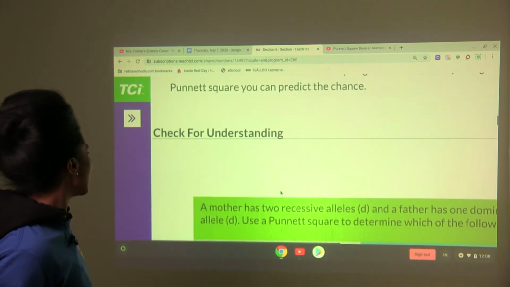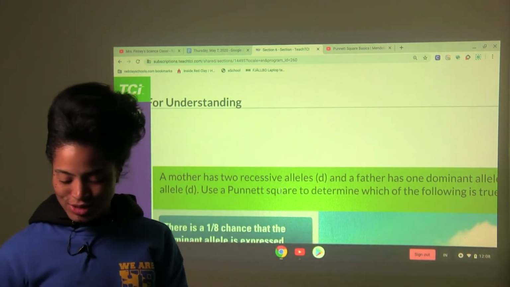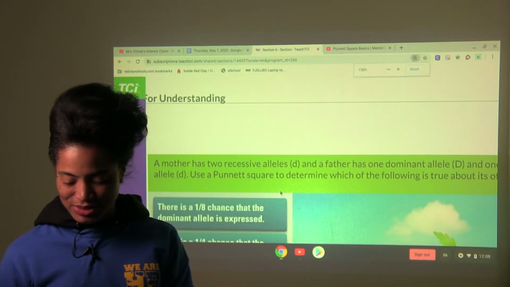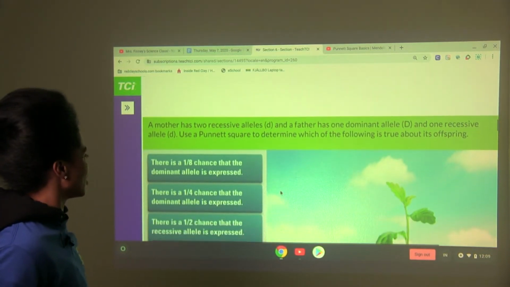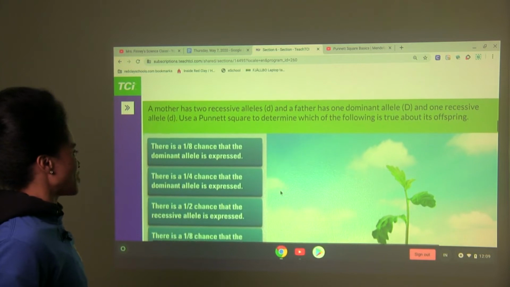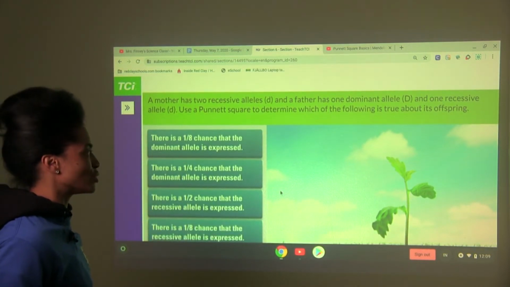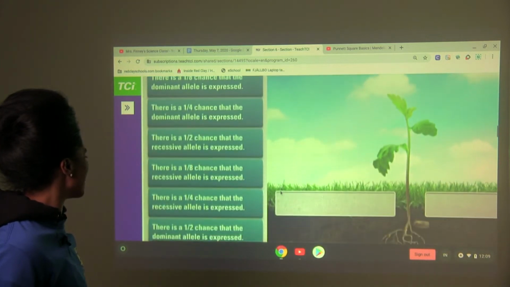Okay, let's look at this. Check for understanding. A mother has 2 recessive alleles, and a father has 1 dominant allele and 1 recessive allele. Use a Punnett square to determine which of the following is true about its offspring.